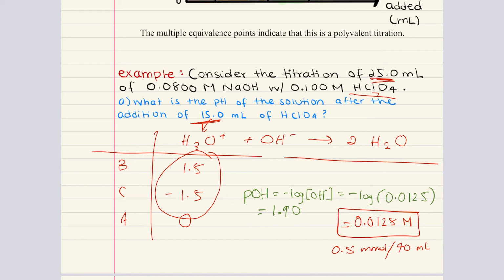From here, we can calculate pH. pH is simply 14 minus the pOH. So 14 minus 1.9 gives us a pH of 12.10. So what is the pH of the solution? After the addition of 15 milliliters of perchloric acid, the pH is equal to 12.1.